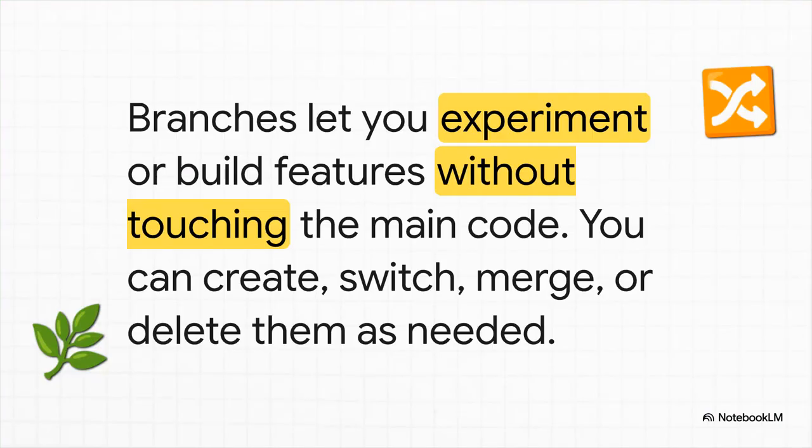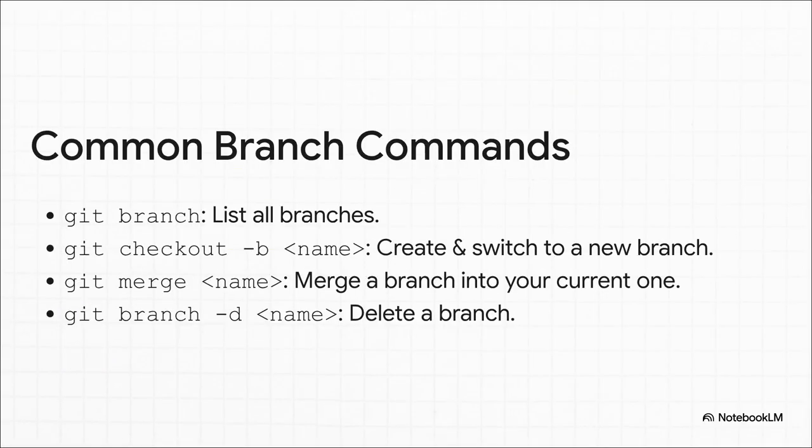A branch is like creating a parallel universe for your project. It lets you make an isolated copy of your code where you can experiment, build a new feature, or fix a bug, all without any risk of messing up the main, stable version of your project. It's total freedom. And these are the basic commands for managing those parallel universes. You can list all your branches, create a new one and switch over to it, and then, most importantly, you can use git merge to bring all the successful work from your experimental branch back into the main project.